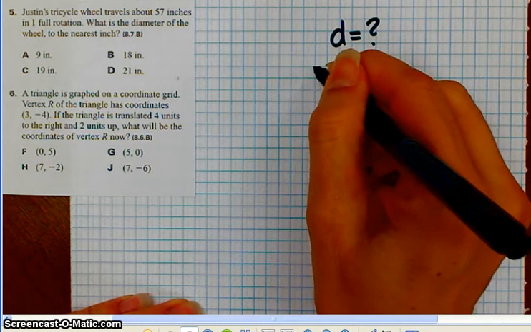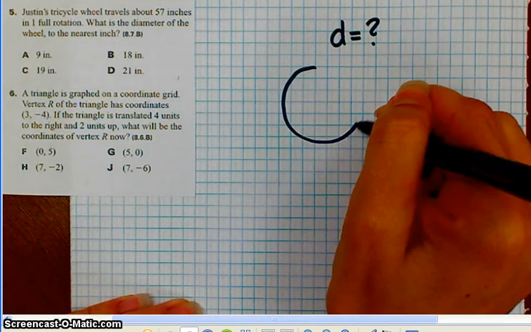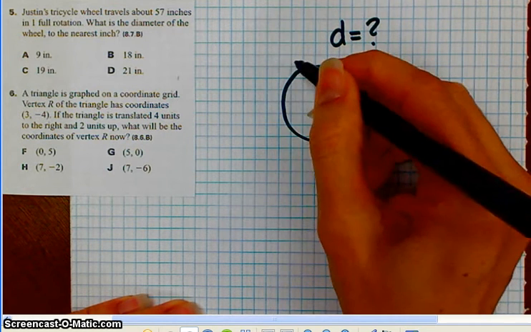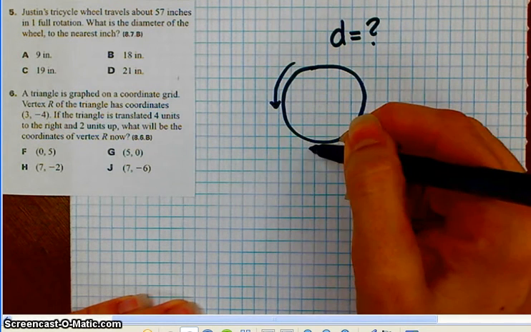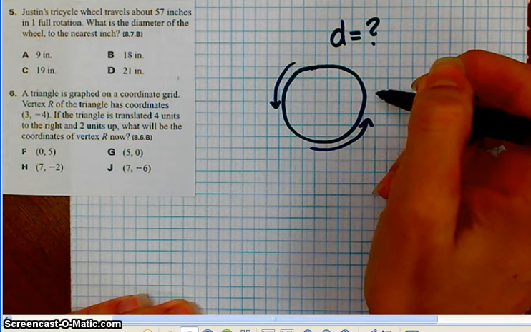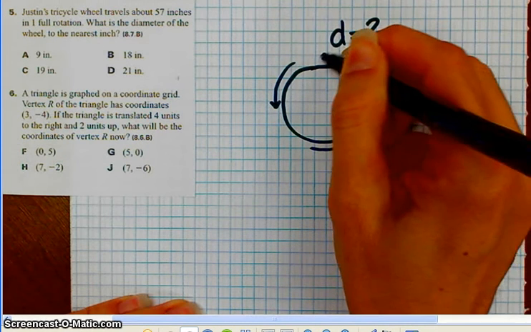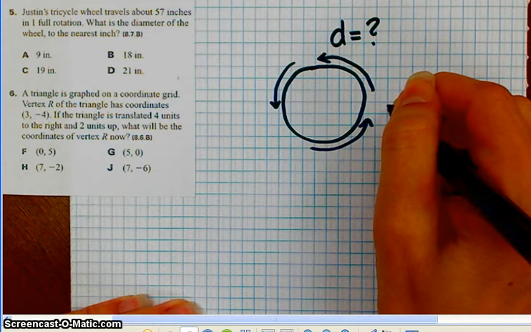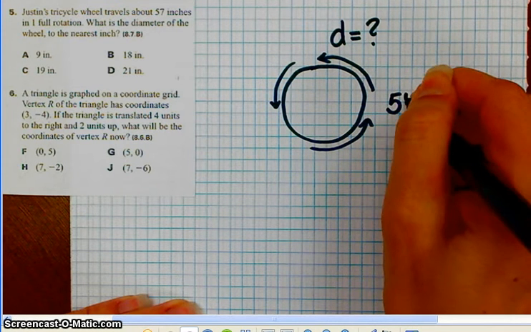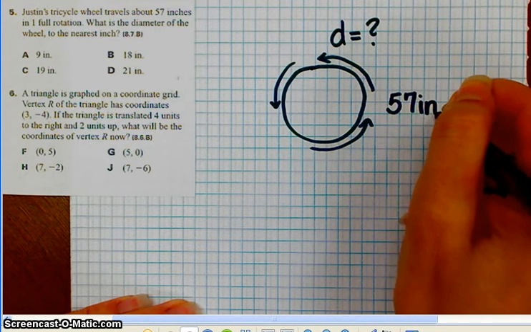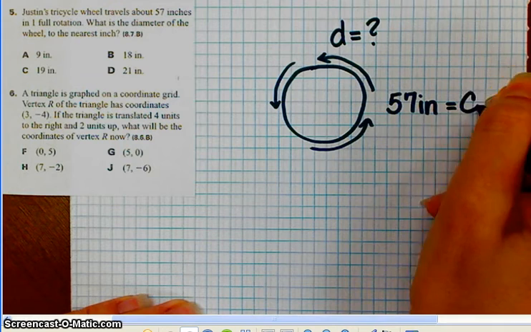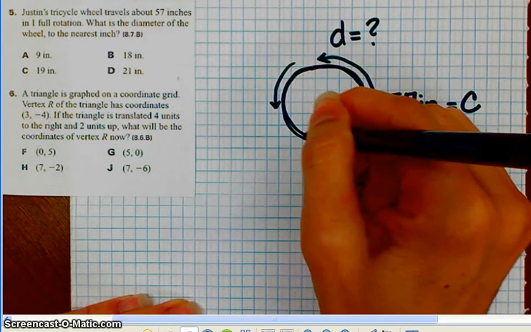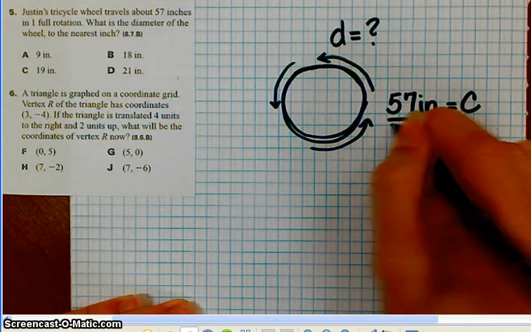Okay, if you think about it, a wheel is a circle. And if the wheel travels 57 inches in one full rotation, that is the wheel's circumference. So 57 inches is the circumference. So from here around the wheel once is 57 inches. Okay?